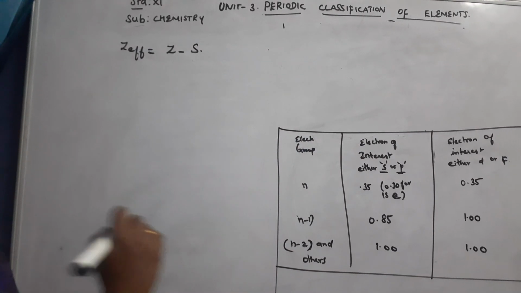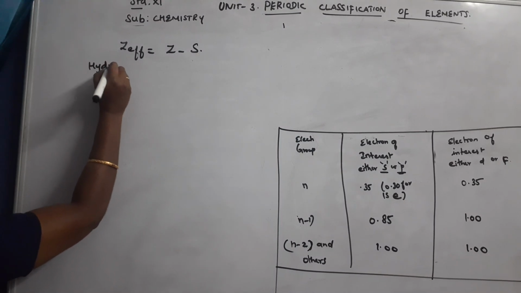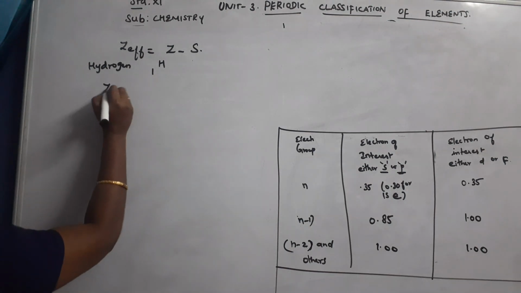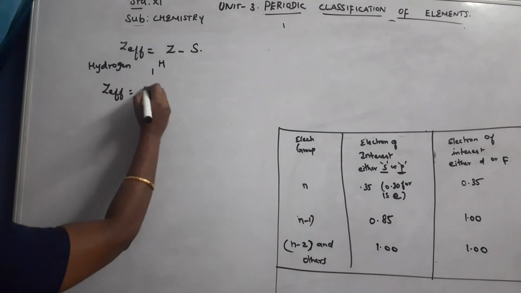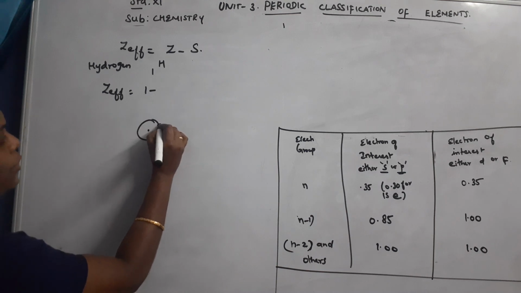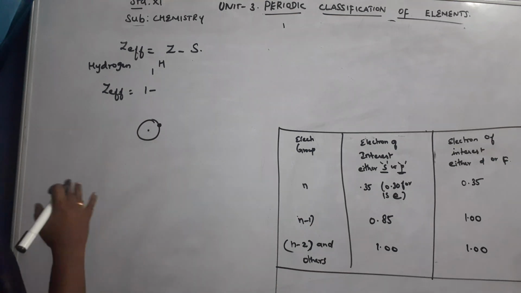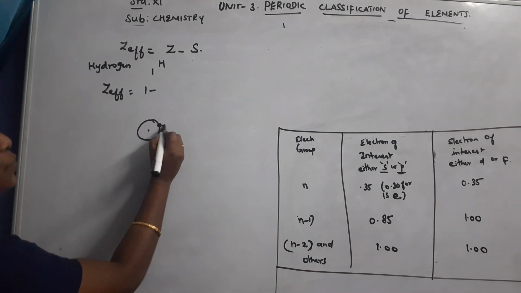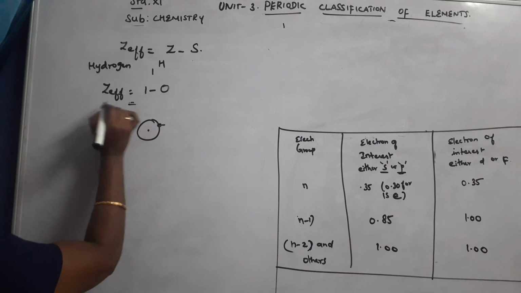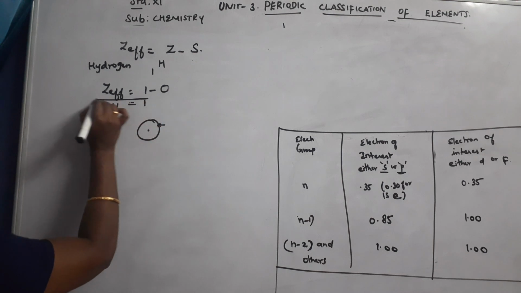Okay students, now let us see how we have to calculate the effective nuclear charge. First let us consider hydrogen. For hydrogen the atomic number is 1. So for Z effective, will there be any changes here? 1 minus. The atomic number of hydrogen is 1, therefore it contains only one electron in the first shell. No more electrons can screen it here, so the shielding effect is going to be 0 since it contains only one electron. Therefore the effective nuclear charge for hydrogen is always going to be 1.